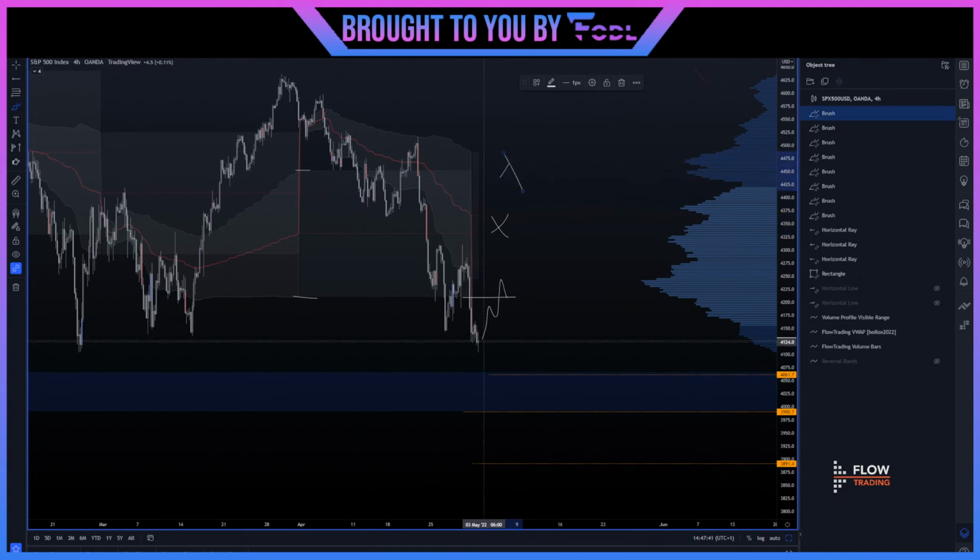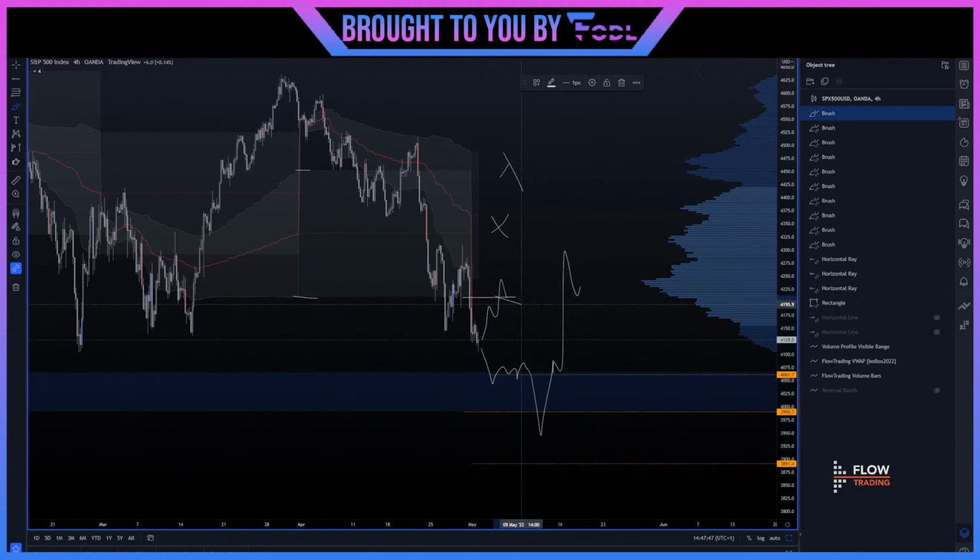All right, but like I said, it is possible that we come all the way down here, wick, and then short squeeze above that, right? And then that becomes your level of support. So we'll have to wait and see.